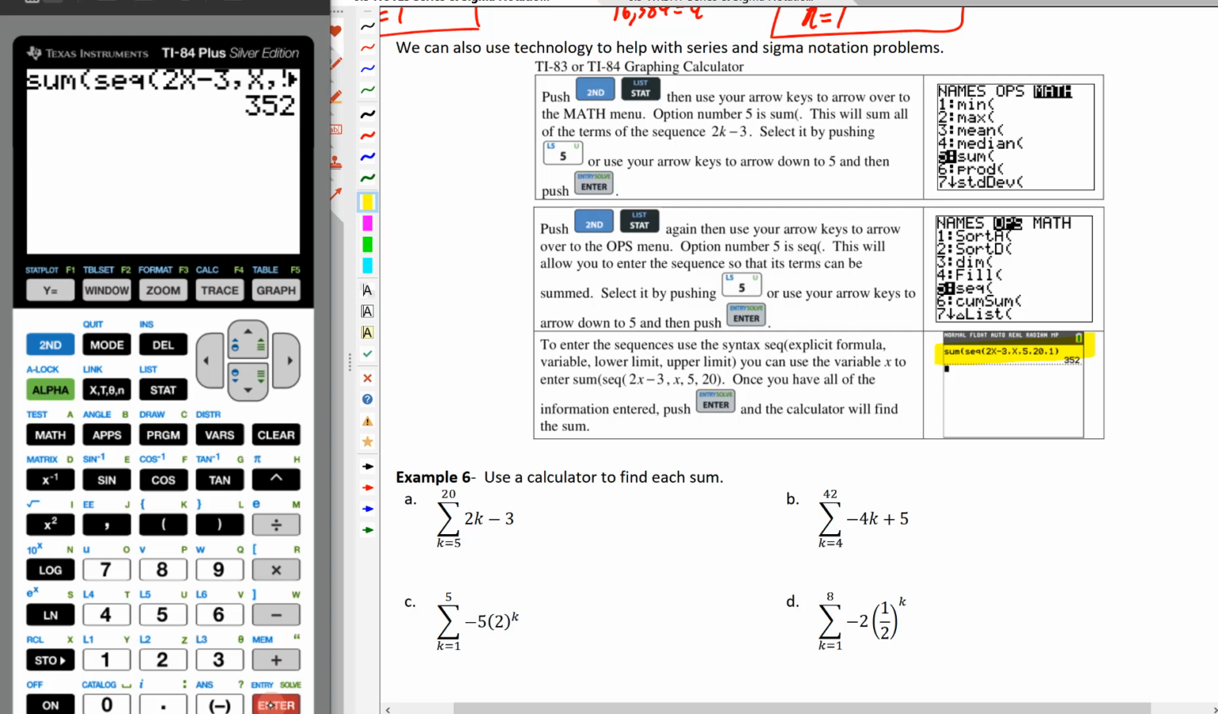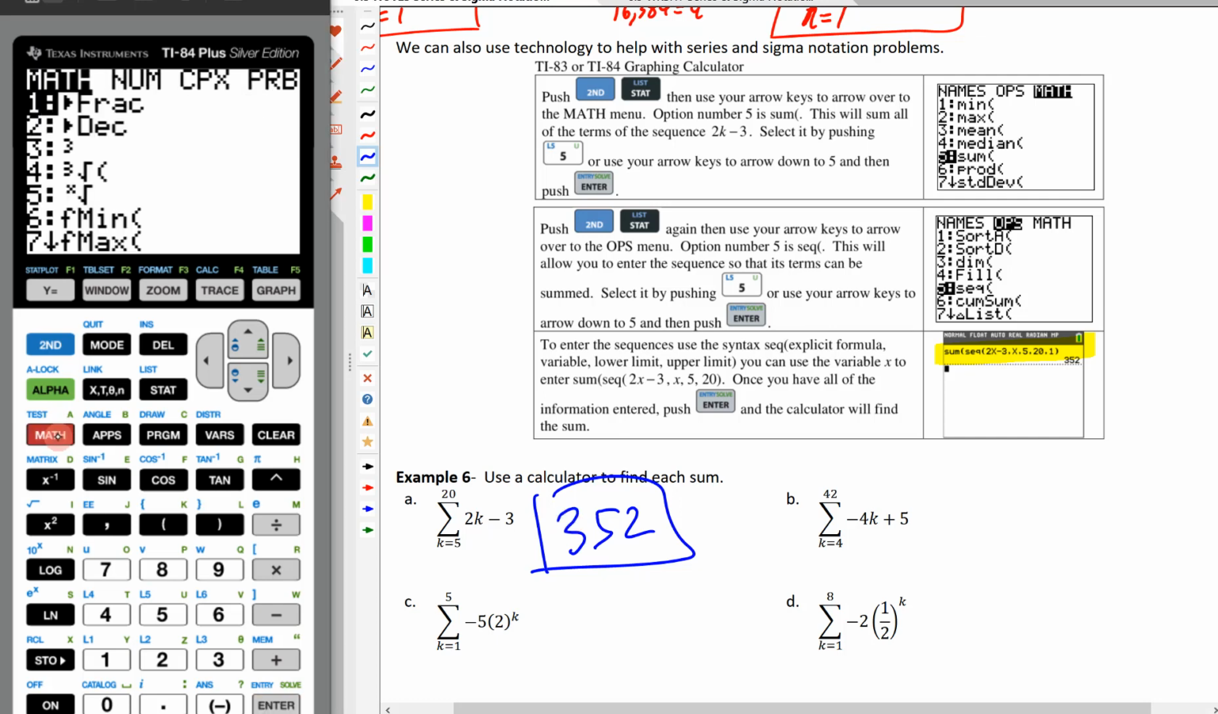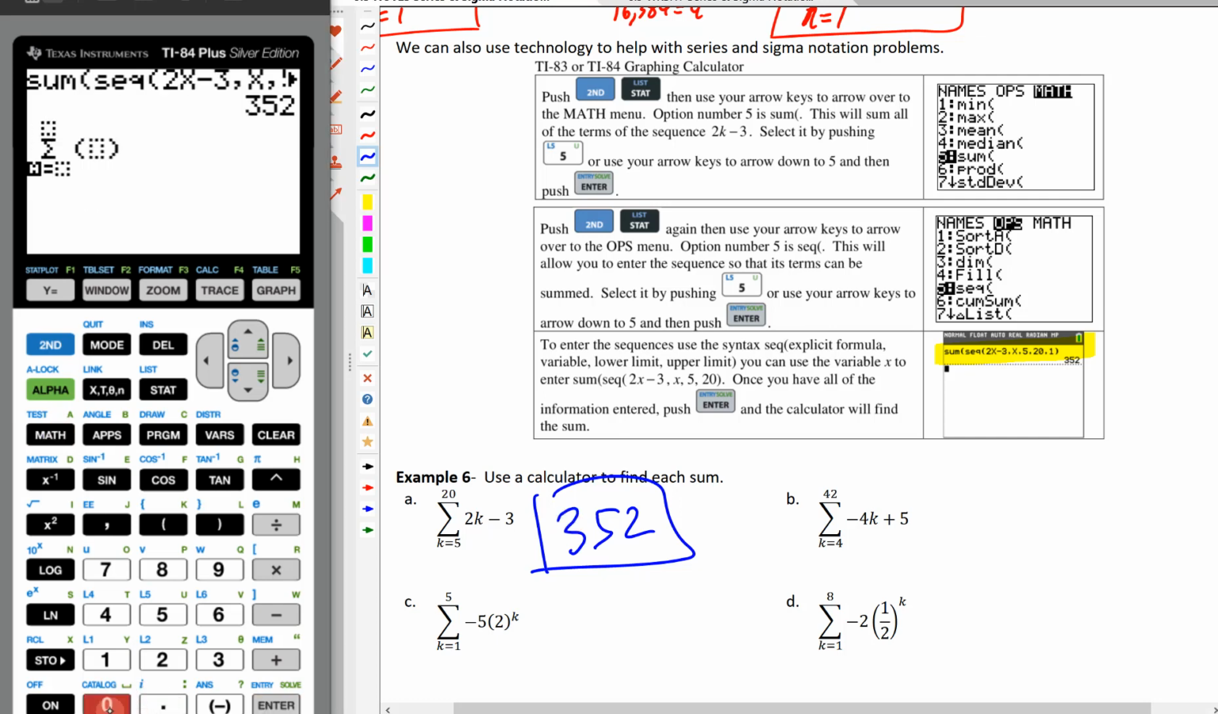Did you get 352? Yes. Mason, if you go to math and hit 0, guess what happens? This is crazy. It gives you the sum. That's so much easier, bro. Oh, very cool. Okay. Wait, why did mine get negative 1200? Should we try it? Yes.